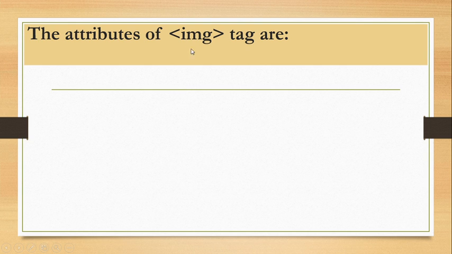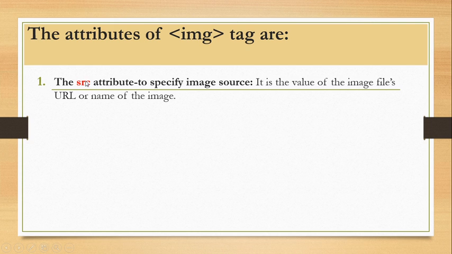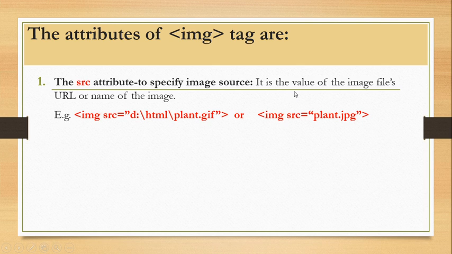In case of the img tag, it has 5 attributes, or you can say properties, and the first attribute or property is src. It stands for source. So in the value of the src, you have to write the image file name, or you have to write the URL, the full link of the image. URL stands for Uniform Resource Locator.